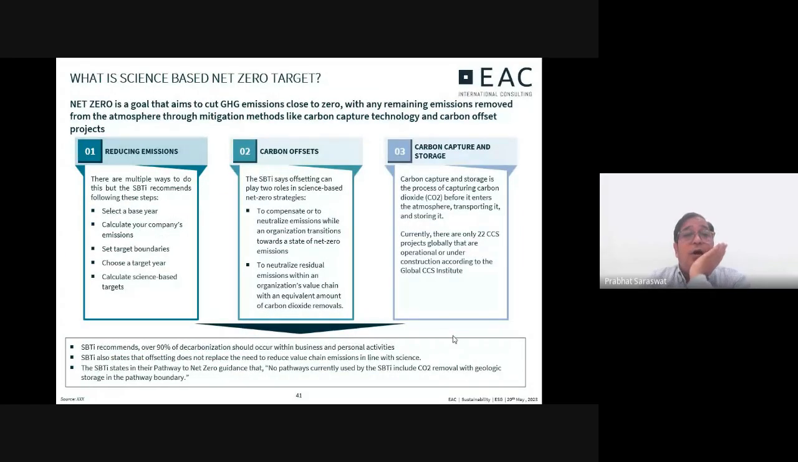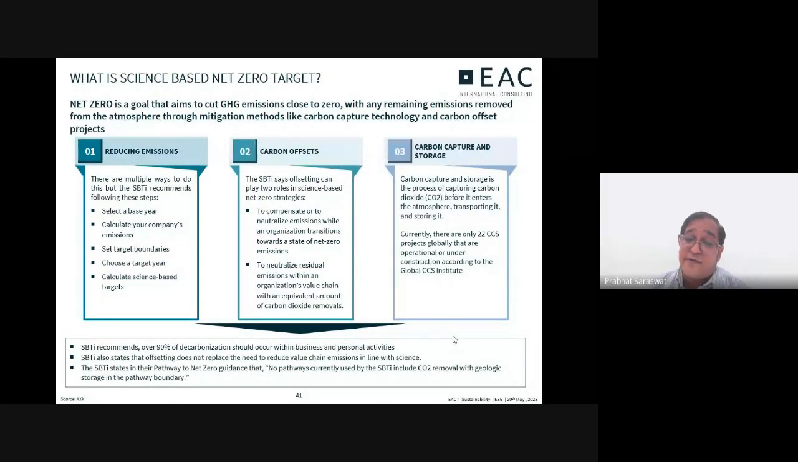Now once again I'm discussing net zero, or science-based net zero targets. Net zero is a goal that aims to cut GHG emissions close to zero, with any remaining emissions removed from the atmosphere through mitigation methods like carbon capture or carbon offset. Basically, wherever there is potential to reduce GHG emissions, first we need to reduce those emissions, then we can go for the carbon offset, and finally, for hard-to-abate and process emissions, we can go for carbon capture and storage.